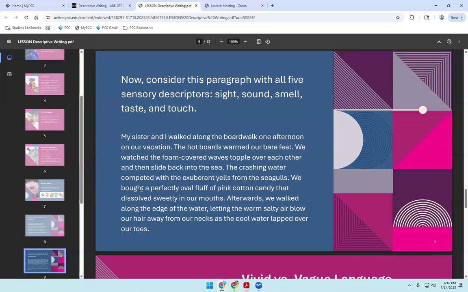How about, is there any taste in this? Salty air. Yeah, salty air, cotton candy, it's dissolving sweetly, and we're getting that salt. Excellent. So you see this, they really hit on a lot of senses. Not so easy to do to get all of them, but usually we'll want to have at least a few.